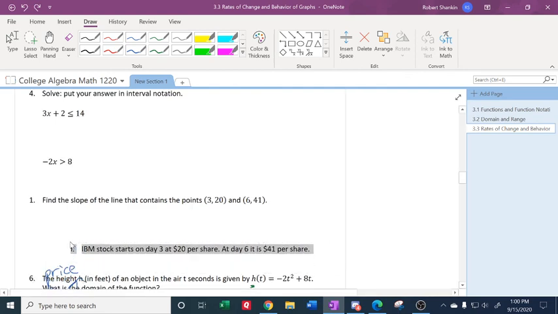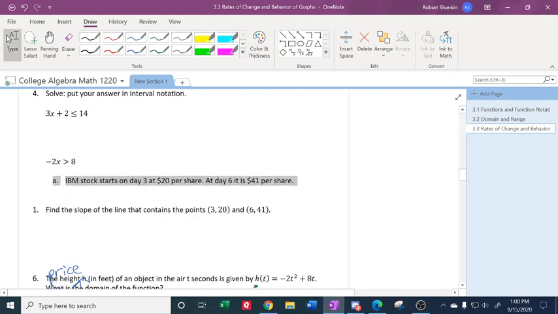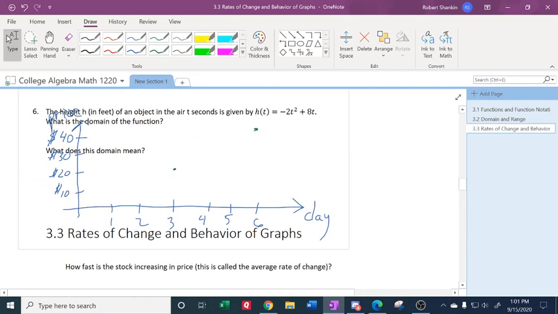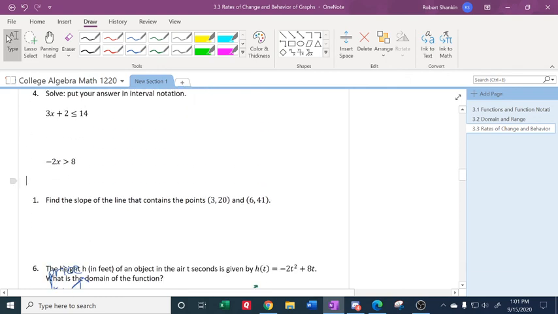Try to move this down. Okay, to fix that in a minute. So I'll do both of those problems, that inequality problems.